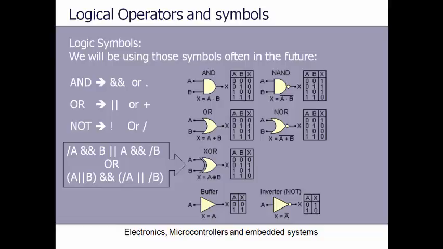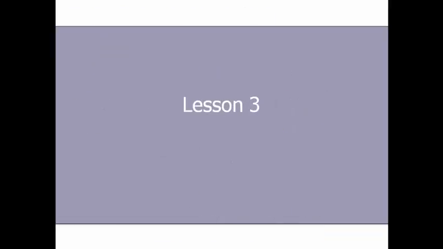And we have the buffer and the inverter. The inverter just inverts the state: if it's 0 it will become 1, if it's 1 it will become 0. The buffer is just like a trigger or switch, it will maintain the state: if it is 0 it will be 0, if it is 1 it will stay 1. We will be using those symbols and gates in the next lesson, what is logic gate and simple circuits.